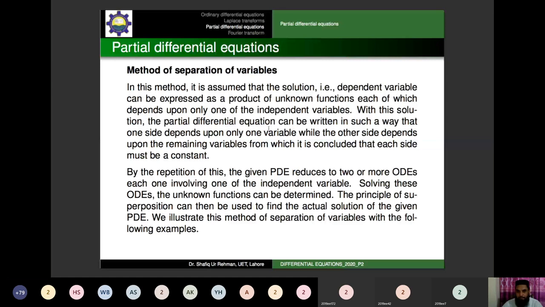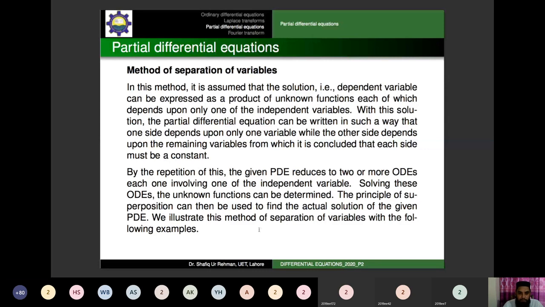Remember, we start off with the partial differential equation. It has been reduced into ordinary differential equations. From the ordinary differential equations, we will find unknown functions. And then the principle of superposition can be used to find the actual solution of the given partial differential equation.